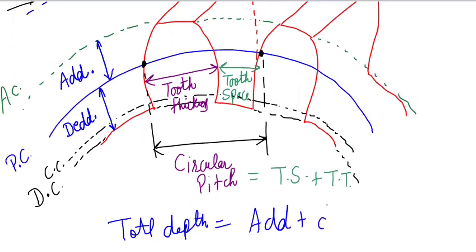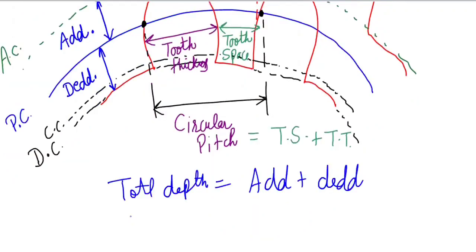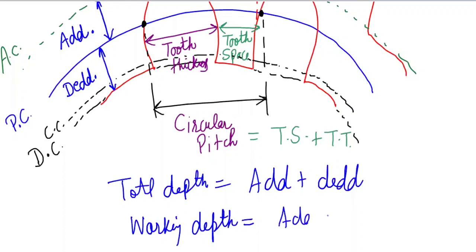Addendum plus dedendum. But we are forgetting the clearance also. So whenever we need to calculate the working depth, total depth has no use, na? We need to subtract the clearance also. Addendum plus dedendum minus clearance.